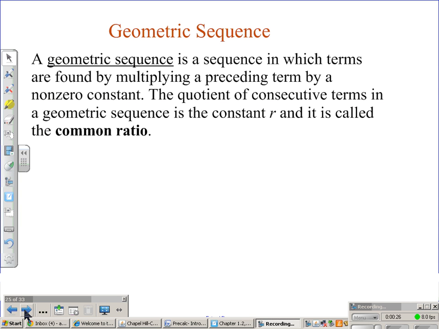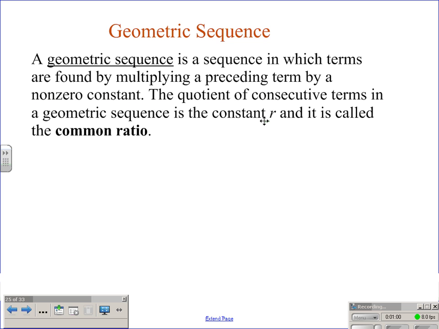So a geometric sequence, first of all, is different from an arithmetic sequence in that it's going to involve multiplication between the terms rather than the addition and subtraction that you have with the arithmetic sequence. So a geometric sequence is a sequence in which the terms are found by multiplying a preceding term by a non-zero constant. The quotient of consecutive terms in a geometric sequence is called the constant r. So instead of d, like we had with the arithmetic sequence, we're going to have the constant r, which is our common ratio, is what it's referred to as. So you're going to see us talking about r, the common ratio, a lot with the geometric sequence.